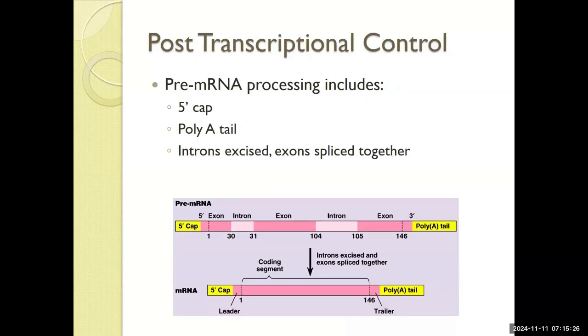Eukaryotes also have post-transcriptional control, meaning that after the mRNA is transcribed, it needs some processing. It needs a 5' cap, a poly A tail, and its introns to be excised before it can be translated. There's some preparation prior to protein synthesis. The 5' cap and poly A tail help ensure longevity within the cell, while removing the introns help in speed and efficiency.